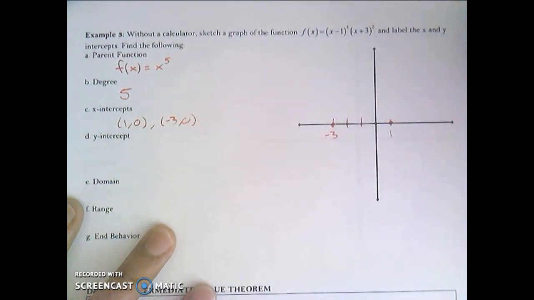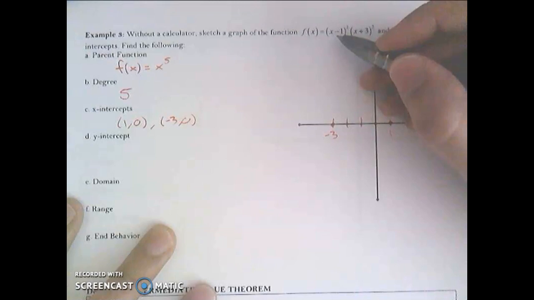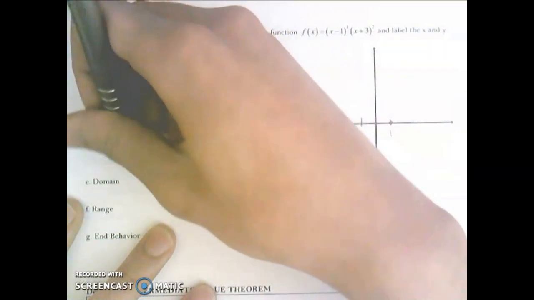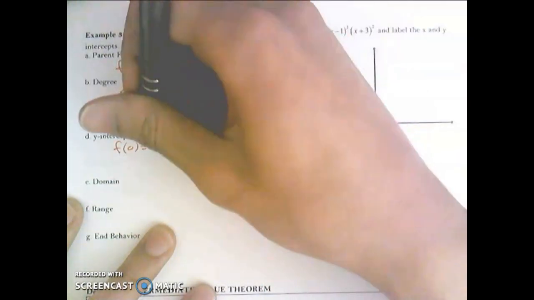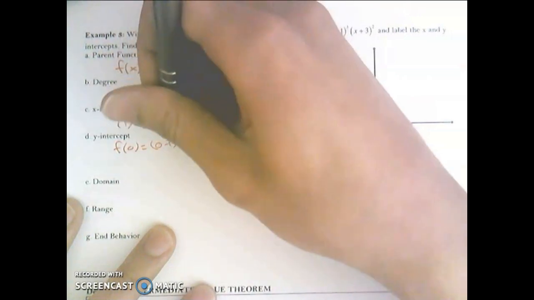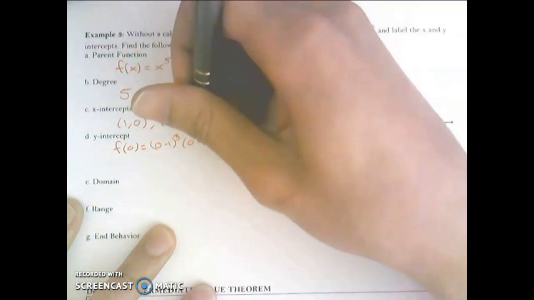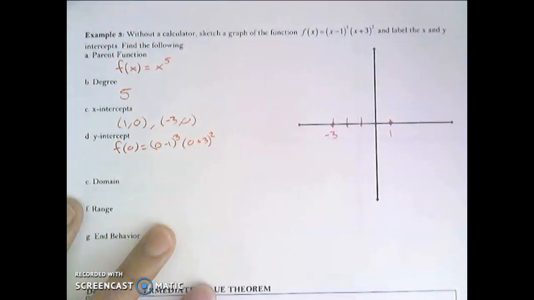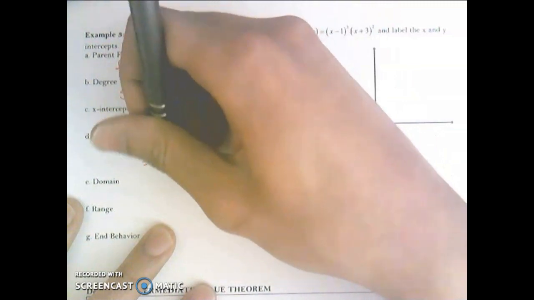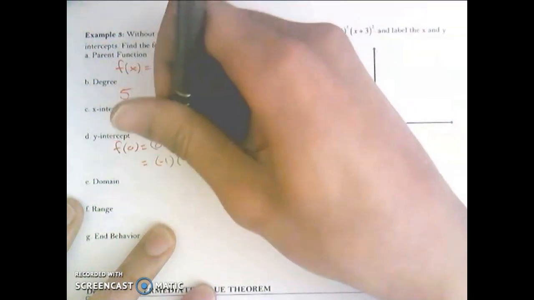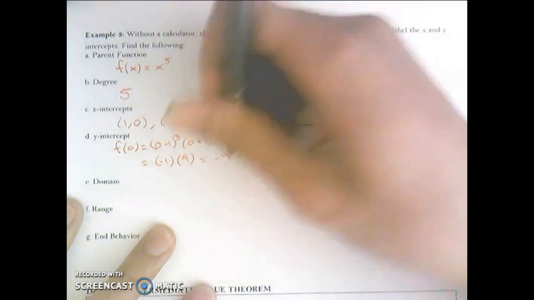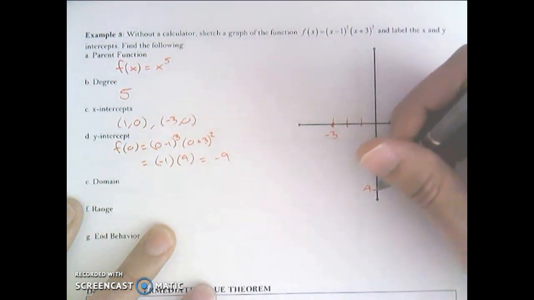Our y-intercept, we can plug in 0 for x. So plugging in 0, we have f of 0 equals the quantity 0 minus 1 cubed times the quantity 0 plus 3 squared. And so we get -1 cubed is -1, and then 3 squared is 9. So we get a y-intercept of -9. So we can plot that point.